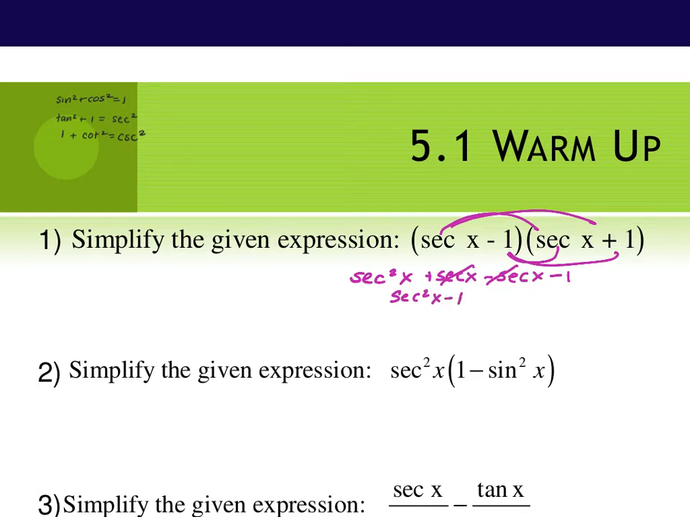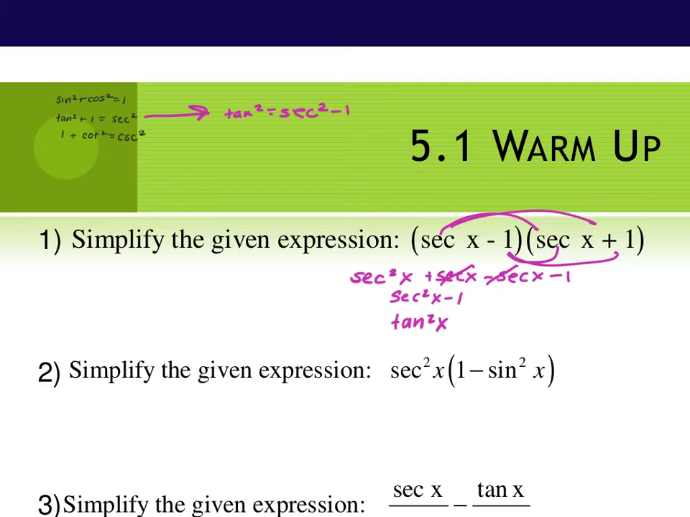Again, train yourself so that as soon as you see secants, or as soon as you see a function squared, especially with another term, go back to your Pythagorean identities. So if I look at that second one, I've got secant and I've got 1. It's just that they're not on the same side yet. So if I subtract the 1, I'd get tangent squared equals secant squared minus 1. So this becomes tangent squared x.